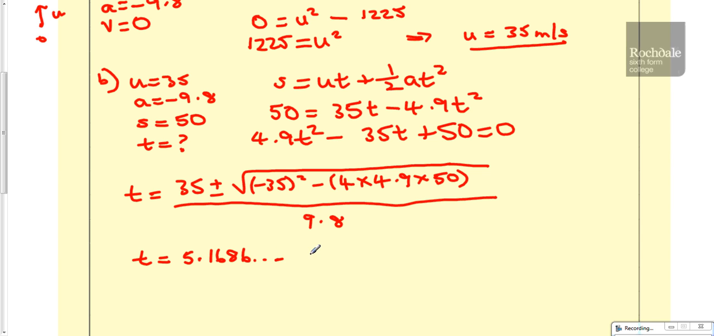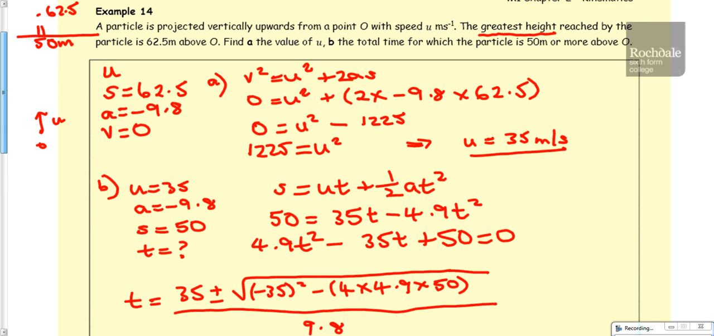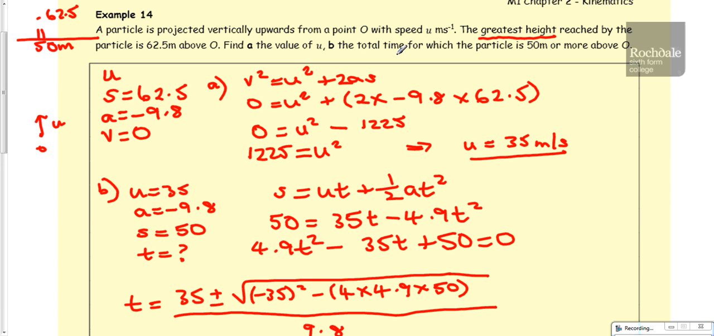5.1686, keep that one in your calculator, and if you do the minus, you get 1.9742, keep that in your calculator. Why am I suggesting to keep them in your calculator? Well, if we look back up at the question, scroll back up, find the total time for which the particle is 50 meters or more above O.